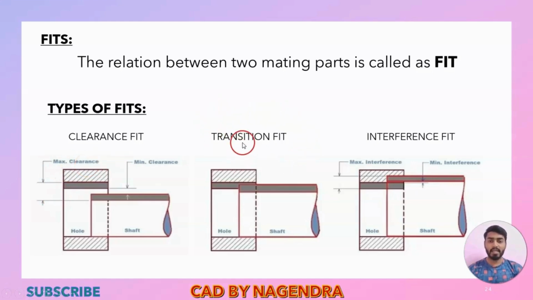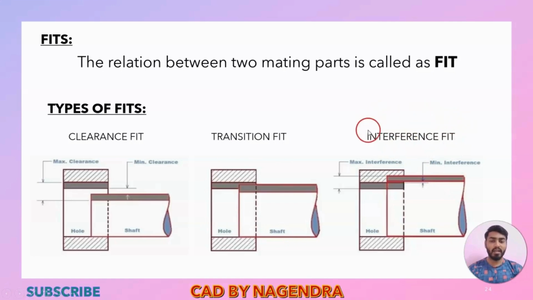Then if you go with the transition fit, here it may be neither a clearance fit nor an interference fit. It means in transition fit the diameter of the shaft will be equal to the diameter of the hole. So here we won't get any positive gap or negative gap. The shaft will be inserted properly into the hole without leaving any gap. So this type of fit we call a transition fit.